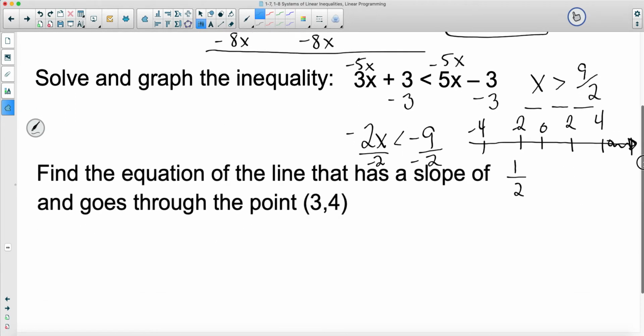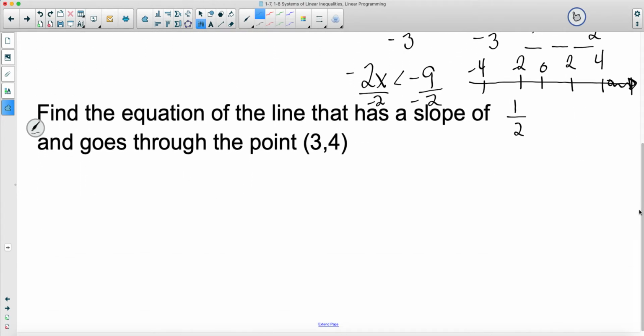So for the third problem down here, find an equation of the line that has a slope of 1/2 and goes through the point (3, 4). All right, so we have a few different ways we can do this. You always want to write out that slope so you have it somewhere, and then we have the point (3, 4). So if we have a point and a slope, then more than likely we're going to just be using point slope form. And this just says find the equation. It doesn't specify which form. All right, so let's do point slope form.